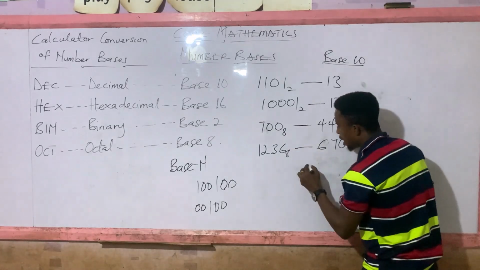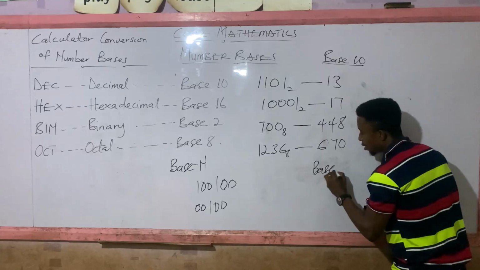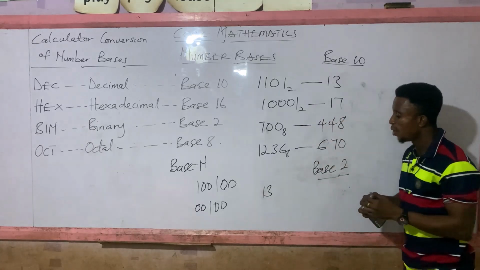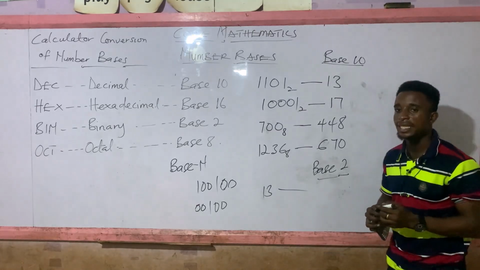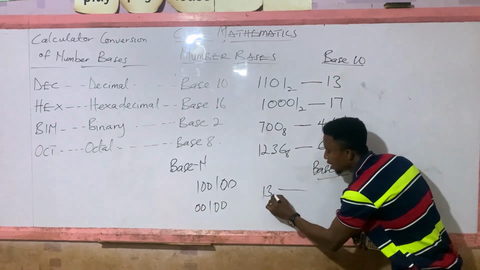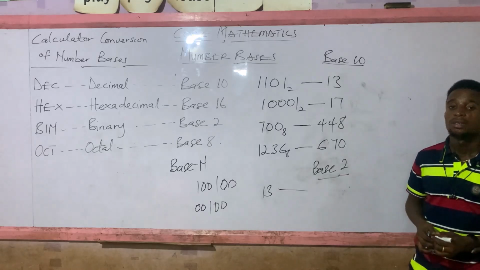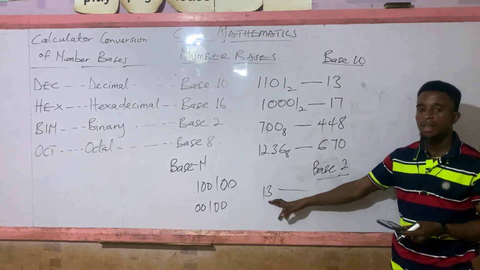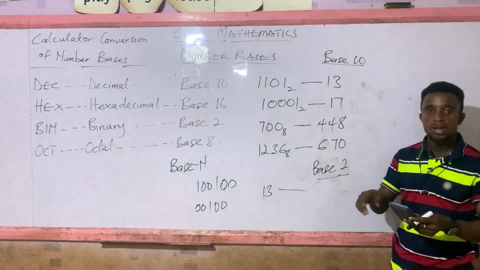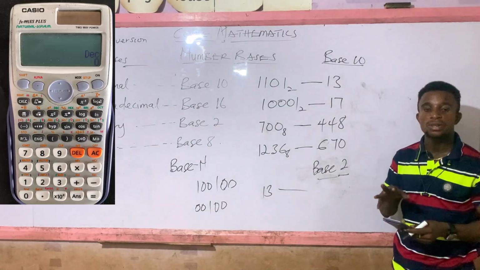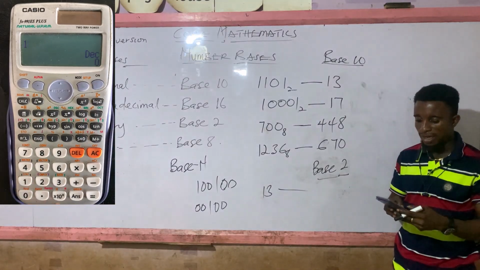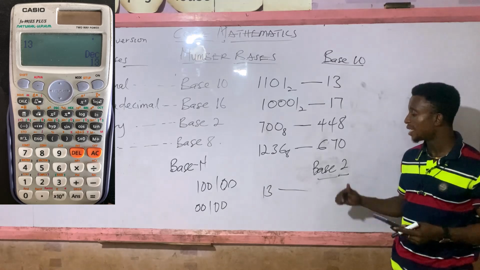So let's see, to base 2, how do we do that? Let's see the 13. We know the 13 is base 10. And we now want to convert this base 10 to base 2. So that one too, we have to make sure we are having the deck available, because the deck means the calculator is ready to take base 10 numerals. I have 13, then I put 13. I click on equal to. You see the 13 under the deck?